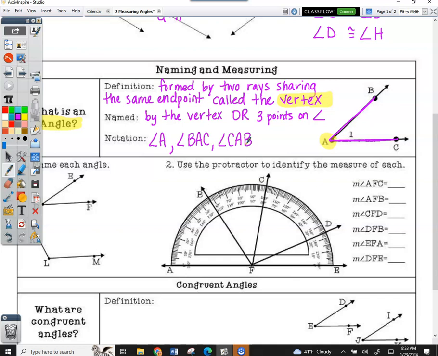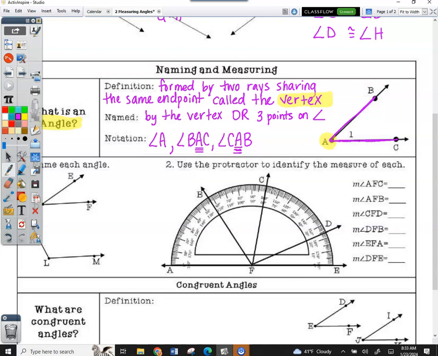The elbow. Think of your arm. What's in the middle of your arm? Your elbow. It's the hinge, right? So I want you to underline the A a couple of times just to draw attention to the fact that that middle letter absolutely has to be the vertex every time.